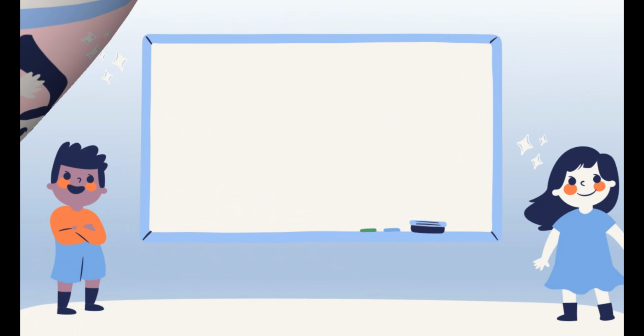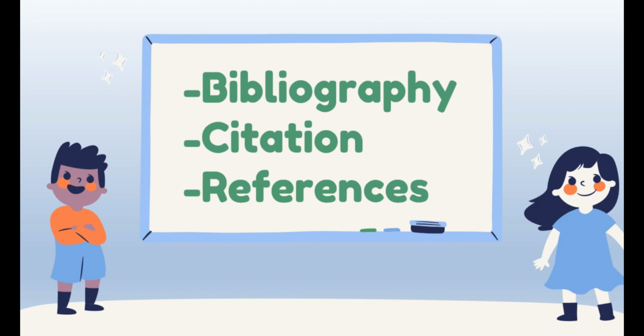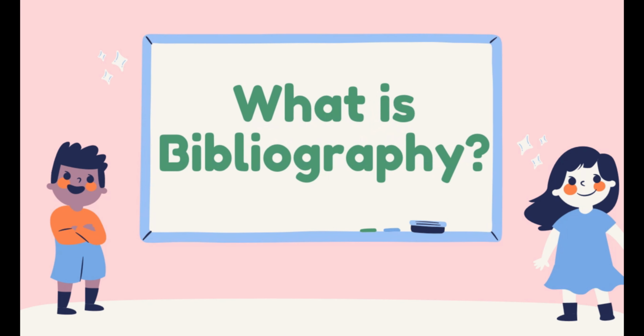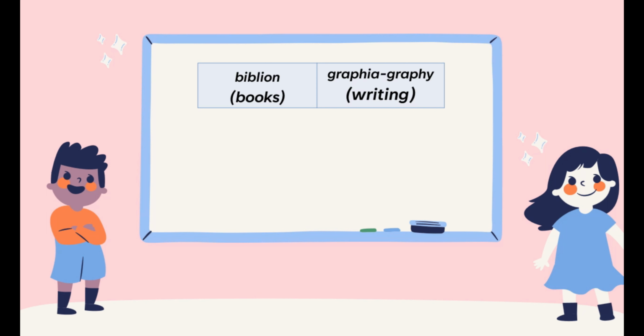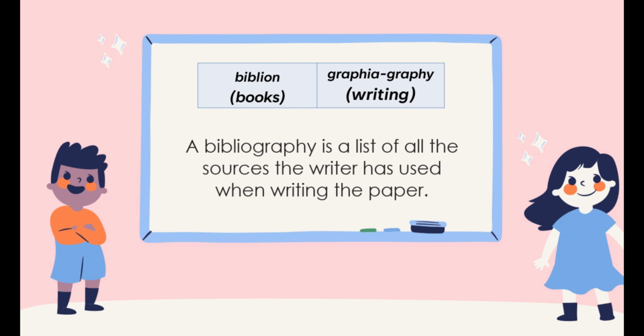Now let us have the following terminologies: the bibliography, citation, and references. Let us start with the word bibliography. What is bibliography? It is taken from the Greek word biblion, which means book, and graphia, which means to write. A bibliography is a list of all the sources the writer has used when writing the paper. Every source used in a formal paper should be listed in the bibliography, whether it was explicitly quoted or only briefly summarized. A bibliography may be included at the end.